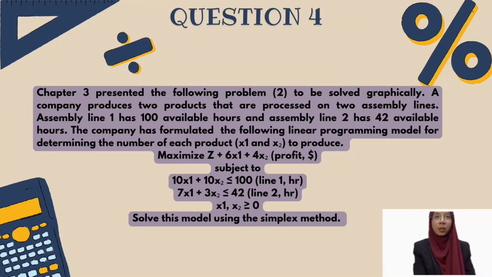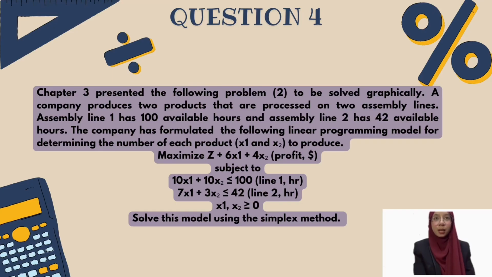This problem involves a company that produces two products, X1 and X2, using two assembly lines. Assembly line 1 has 100 available hours. Assembly line 2 has 42 available hours. The objective is to maximize profit given by Z equals 6x1 plus 4x2.